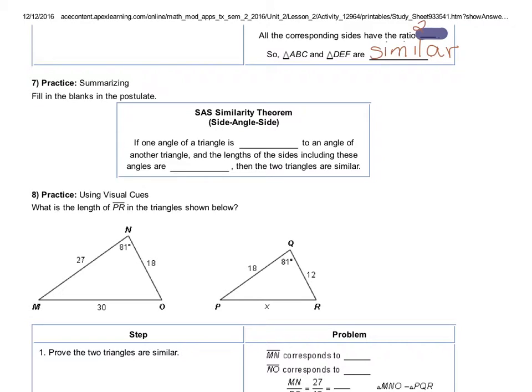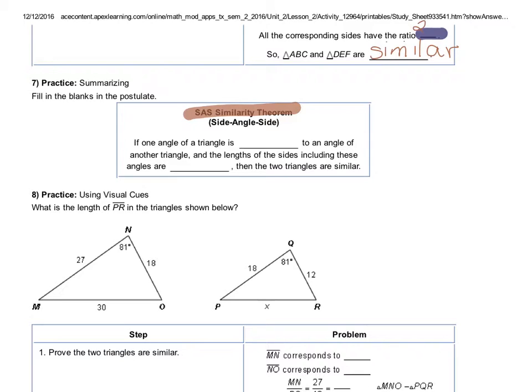All right. So here's our next theorem right here. Side angle side similarity. And what I want you to make note of is that the angle is between the two sides. So know that the corresponding angle must be between two sides.